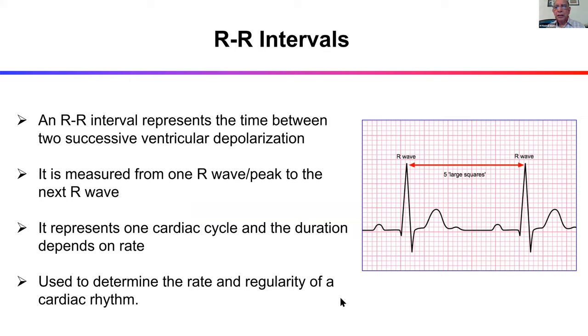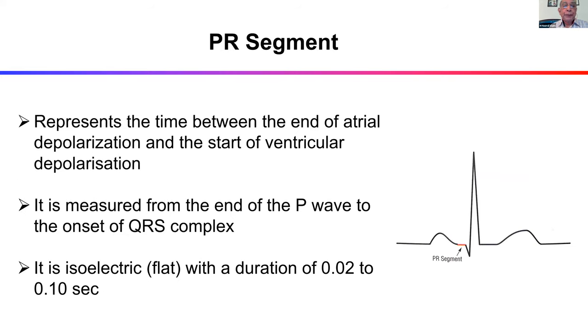It starts from one R to the other R, measured from R wave peak to R wave peak. It represents one cardiac cycle, and the duration depends on the rate. It is used to determine the rate and regularity of the cardiac rhythm in many cases in routine practice. The PR segment is a very small segment and represents the time between the end of atrial depolarization and the start of ventricular depolarization.